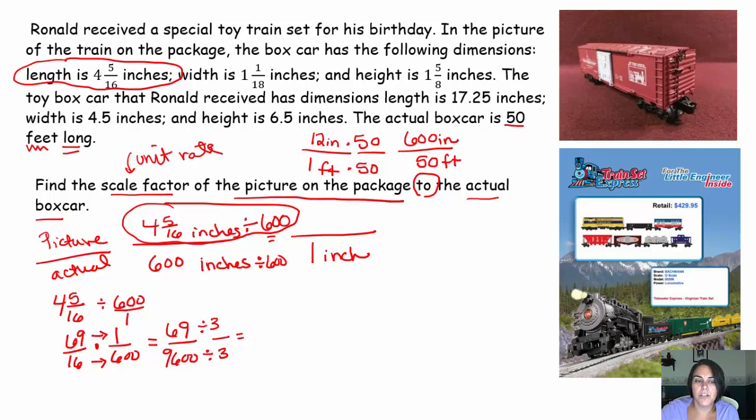Given my divisibility rules, I know 6 plus 9 is 15, and because 15 is divisible by 3, 69 is divisible by 3. 9 plus 6 is 15, and because 15 is divisible by 3, 9,600 is divisible by 3. 69 divided by 3 should be 23. 9,600 divided by 3 should be 3,200. And there we go. We just got our scale factor.